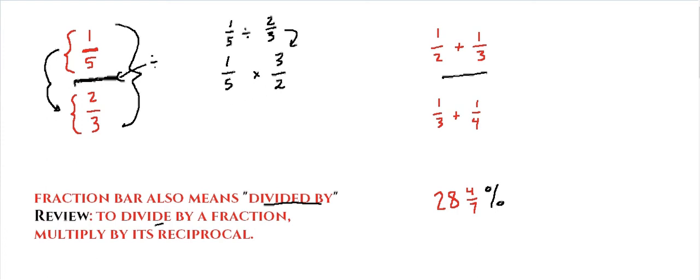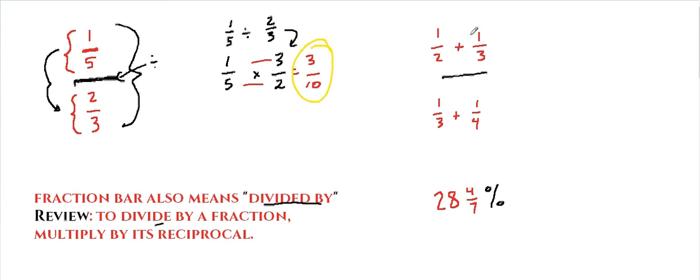Then we check, can we do any canceling ahead of time? Not this way, not this way. It's already simplest form. So we multiply across: 3 times 1, 2 times 5. The answer to 1/5 divided by 2/3 is 3/10.